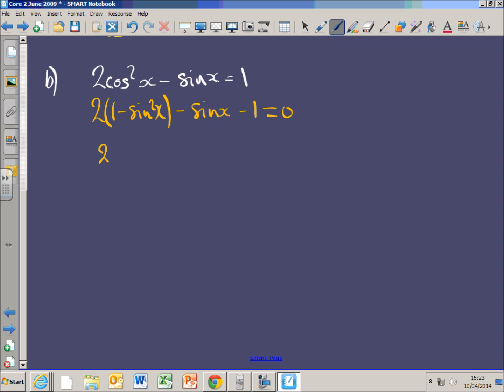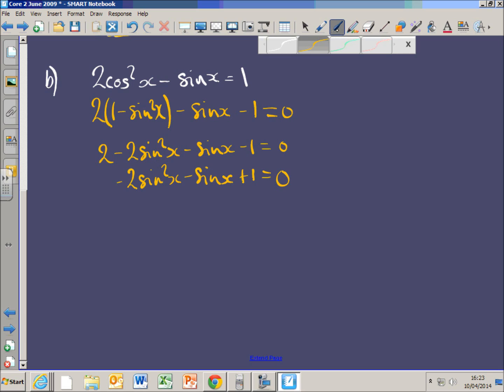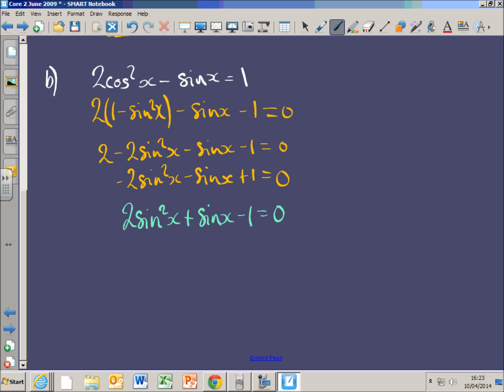And then I'll just multiply this out. This is 2 minus 2 sine squared x minus sine x minus 1 equals 0. So this is minus 2 sine squared x minus sine x. Minus 1 plus 2 is just going to be plus 1 equals 0. And then if I multiply everything through by minus 1, I'm going to get 2 sine squared x plus sine x minus 1 equals 0. And that's what you were trying to solve. Or trying to show, sorry. Okay, so that there is right.